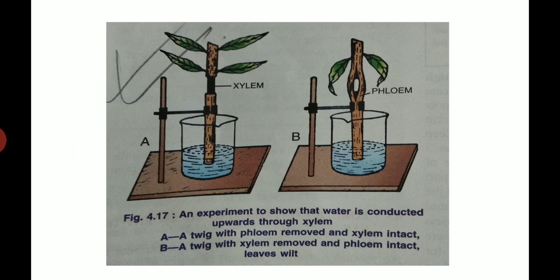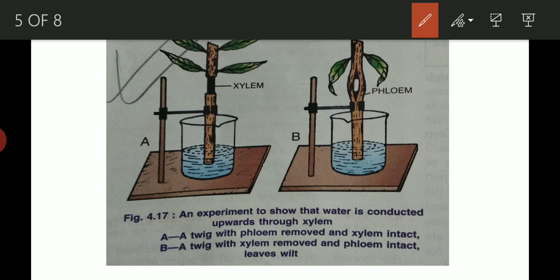So what we have done here, we have actually taken two setups, setup A and setup B. In setup A, we have removed phloem, only xylem is present. And in setup B, only phloem is present. We have removed xylem from the second part. So the first setup, setup A, is showing a twig with phloem removed but xylem intact. And setup B is showing a twig with xylem removed but phloem intact. And both of the twigs are immersed inside a beaker containing water.